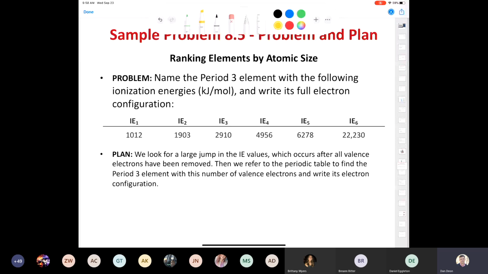So look, we go from 1012 to 1903. They seem to go up by about 1,000 here. Then it's roughly 2,000 there. Then you get more here, 1,500 roughly. And then you get this huge jump going from 5 to 6, right?